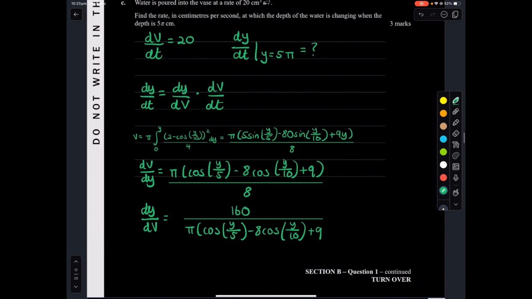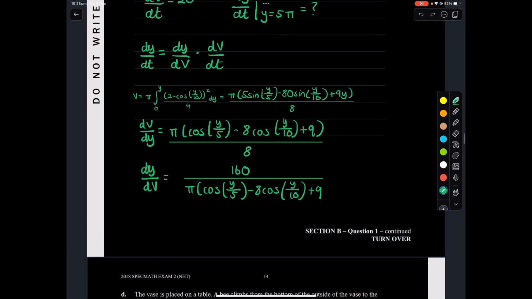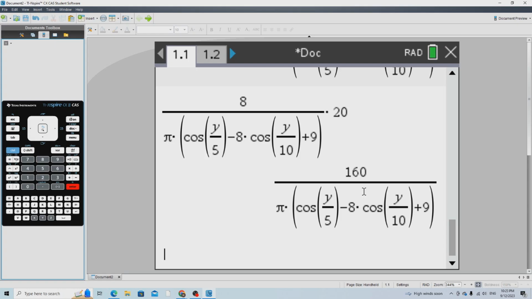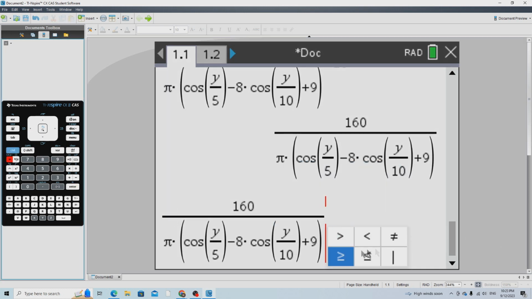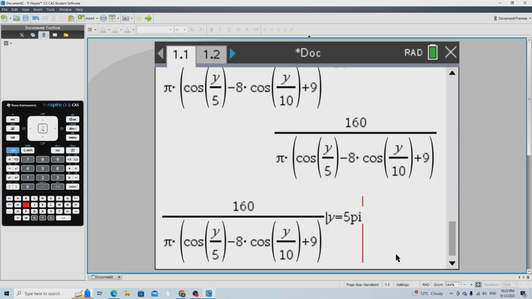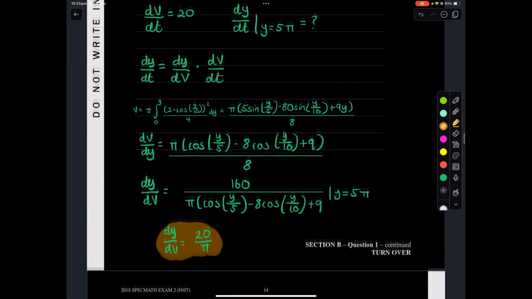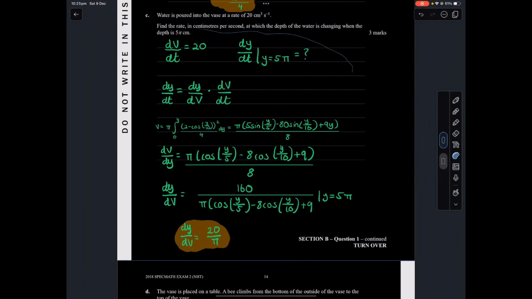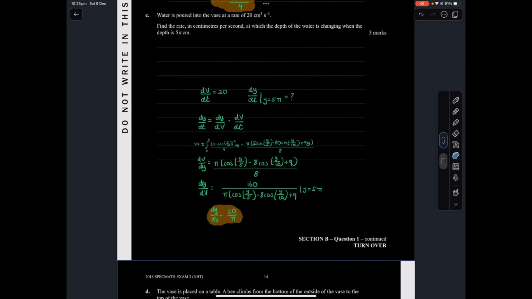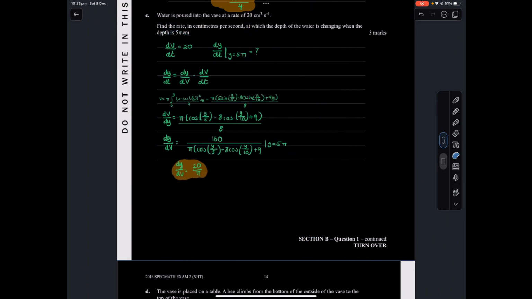And now, remember, we want to evaluate it where y is equal to 5 pi. So, given that y is equal to 5 pi, what do we get? dy/dV is what? So take this, and when y is equal to 5 pi, we get 20 over pi. So that is your rate, 20 over pi. Nice and easy. I know I'm going very slow, but I want to show you the steps. If you guys get confused, I just want to slowly go through the steps to help you understand what the instructions are and how to smash an equation like this. There we go. Nice and easy.